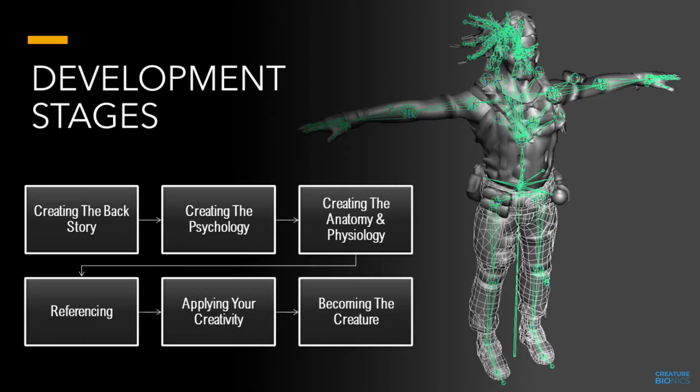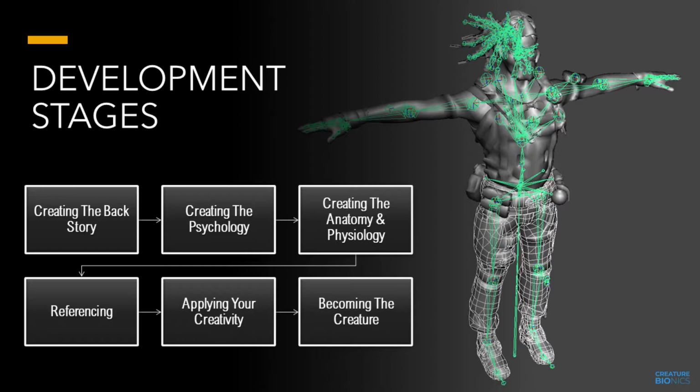So what we're going to go through is 6 phases. 1, creating the backstory. 2, creating the psychology. 3, creating the anatomy and physiology. 4, referencing. 5, applying your creativity. And 6, becoming the creature.